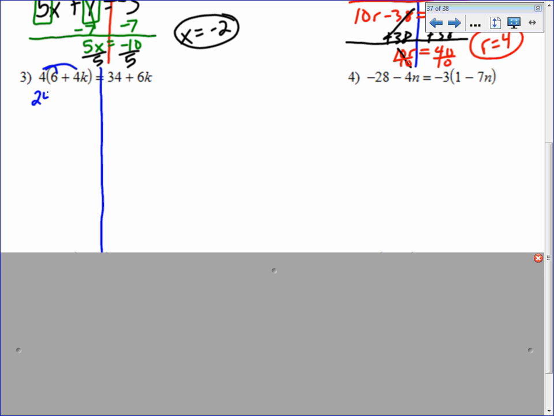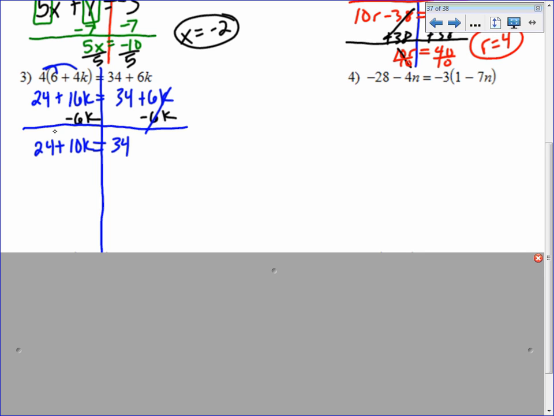4 times 6 gives me 24, plus 4 times 4 is 16k, equals 34 plus 6k. We're going to subtract 6k from both sides, because now we're at our 4 spots, and we need to get rid of this 6k. We need to combine it with the 16. So we're going to try to move it to the left. The opposite of a positive 6 is a negative, so we're going to subtract that. 6 minus 6 is 0, so it goes away. We're left with 34. 16 minus 6 gives us 10k, and then we have 24.